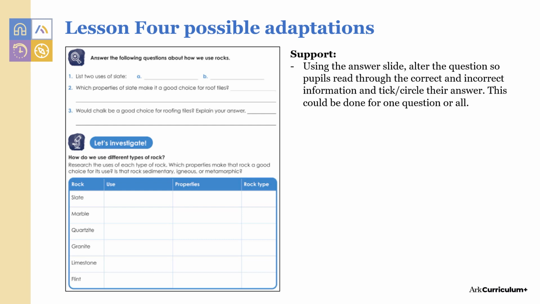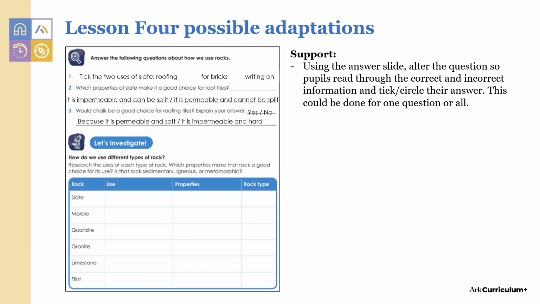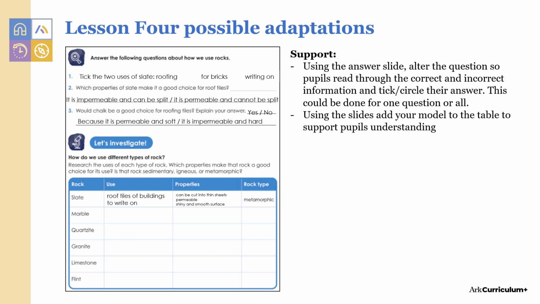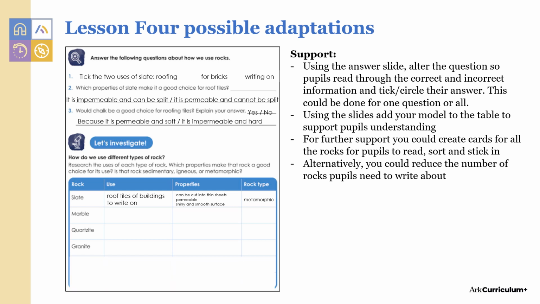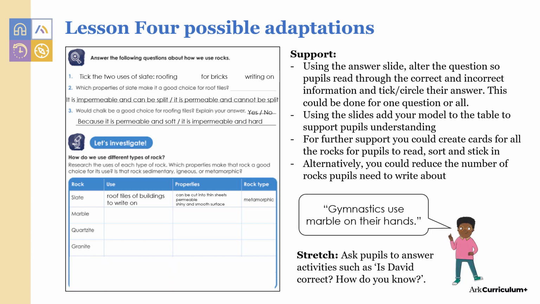In Lesson 4, you can support pupils by using the answer slide to alter the question so pupils read through the correct and incorrect information and tick or circle their answer. This could be done for one question or for all of them. You could use a slide to add to your model of the table to support pupils' understanding. And for further support, you could create cards for all the rocks for pupils to read, sort and stick in. Alternatively, you could reduce the number of rocks pupils need to write about. Stretch pupils by asking pupils to answer activities such as, is David correct and how do you know?